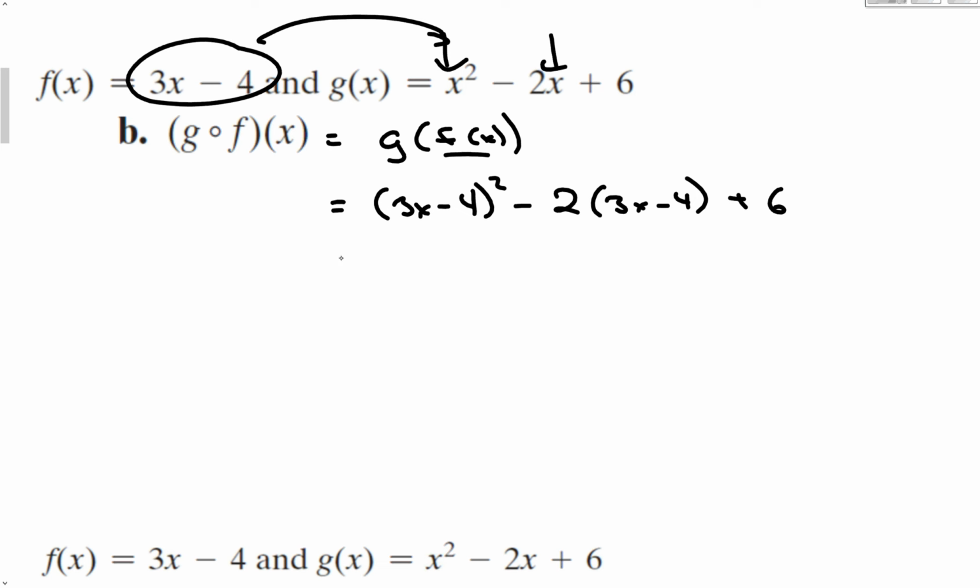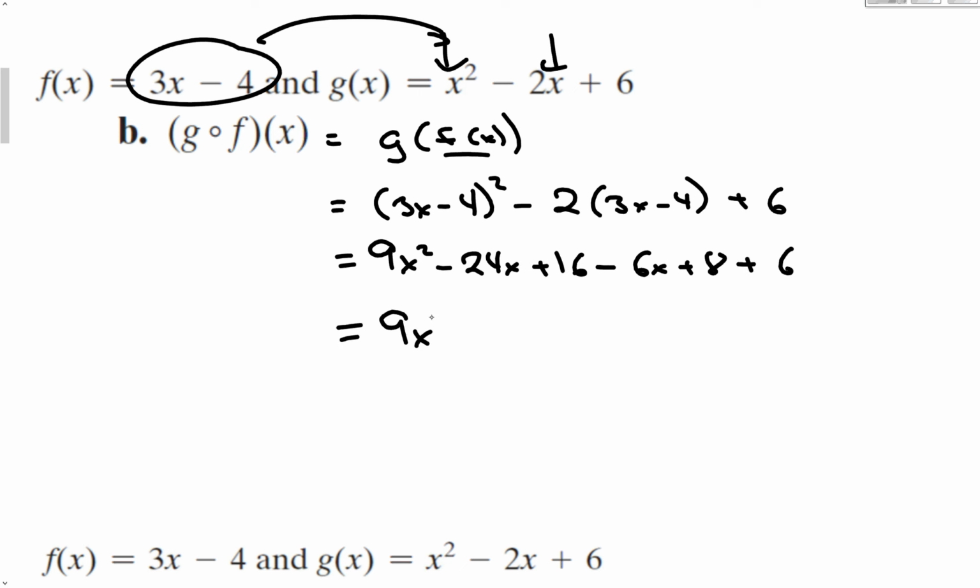There we go. Of course, remembering that when I square a binomial, don't forget that it has a middle term. 9x squared minus 24x plus 16 minus 6x, distribute the negative 2, plus 8 plus 6, which gives me my function of 9x squared minus 30x plus 30.